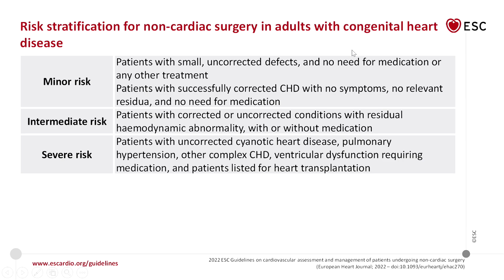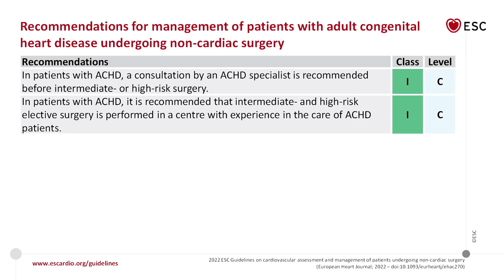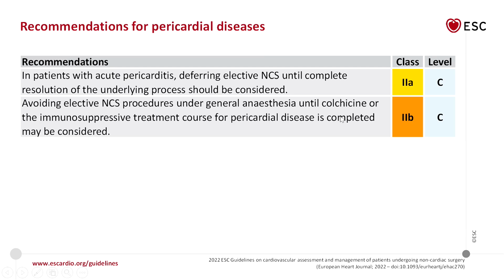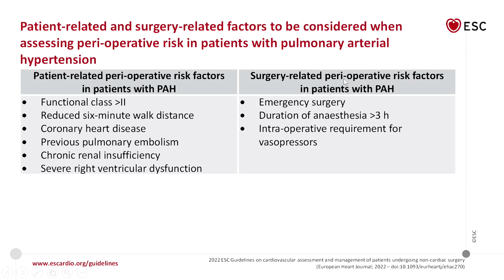And in patients with adult congenital heart disease, we can divide into small, intermediate and severe risk. And accordingly, in adult congenital heart disease patients, consultation with a specialist is recommended, and intermediate and high risk elective surgery is performed in a center with experience in adult congenital heart disease. And in pericarditis also, we can defer the elective NCS until complete treatment is done.